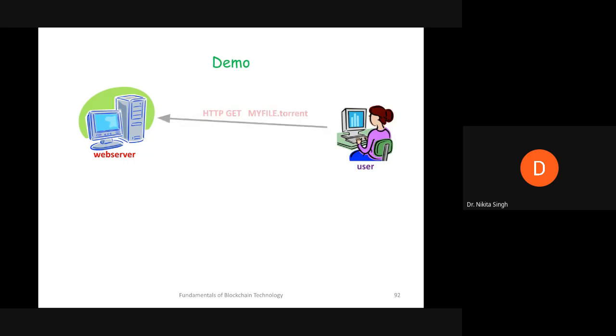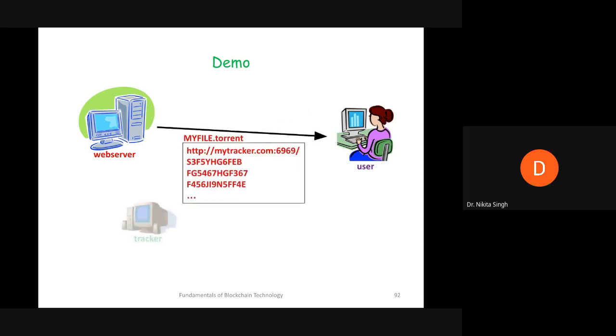So here again, we have the complete overview of the BitTorrent functioning. You request the torrent file by placing an HTTP GET request. You will get the myfile.torrent. It will have the URL or the IP address of the tracker. You will have hashes of all the subpieces. You will have the length of the file, the name of the file, etc.